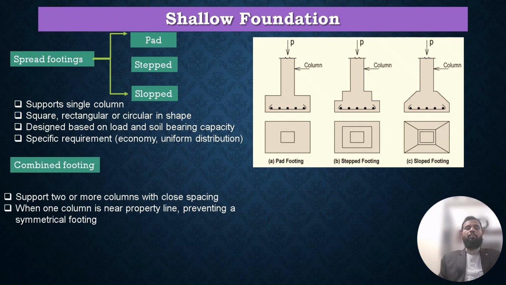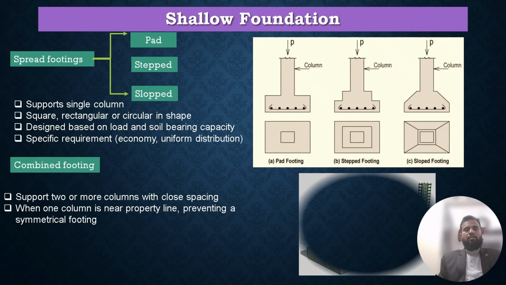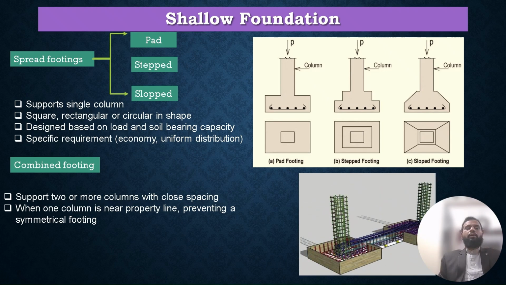Another is combined footing. Combined footing is normally constructed where we have two columns closely spaced, and when it is near a property line, and we have to prevent a symmetrical footing. This is a typical example of the combined footing. You can see here that the base of the footing is connected with reinforcement, and it acts as a single footing.